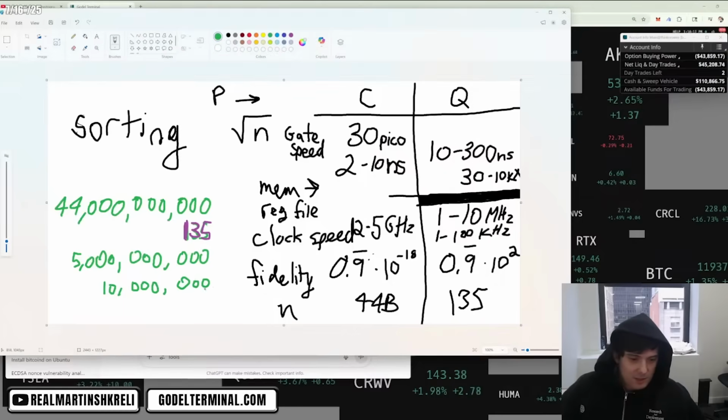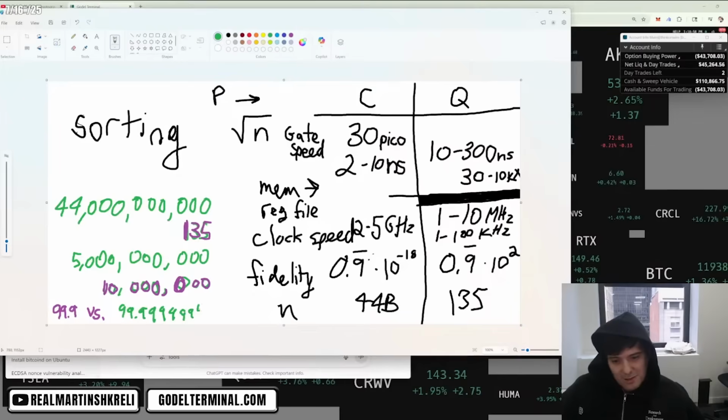Again, vastly, vastly outmatched. So you're outmatched by many factors in virtually every department. There's no place where quantum can win because it's a new technology. How about gate fidelity? Well, one is 99.9, and then one is 99.999999999 and some more nines.